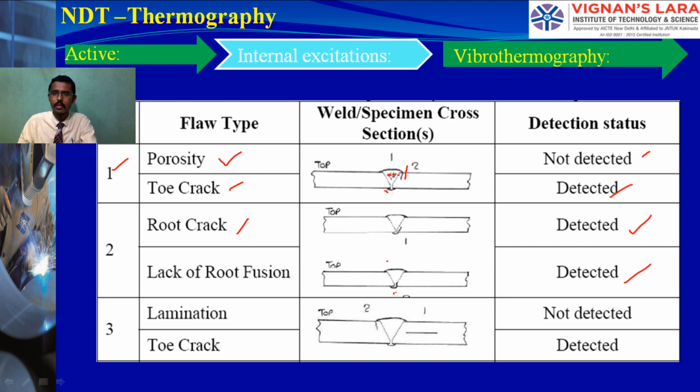Root fusion is not even welded. Out of a total thickness of 30, maybe 28 mm is already welded. The remaining 2 mm is not welded. So the laminations are not detected, and the toe crack again, the crack is there, so it is probably detected. So these are some examples of vibrothermography, and how it is useful in the industry. That is nothing but welding.